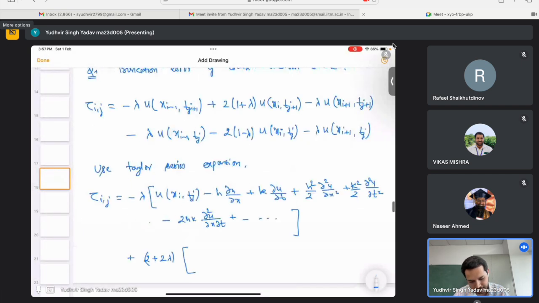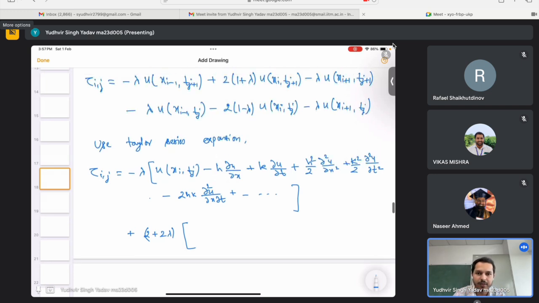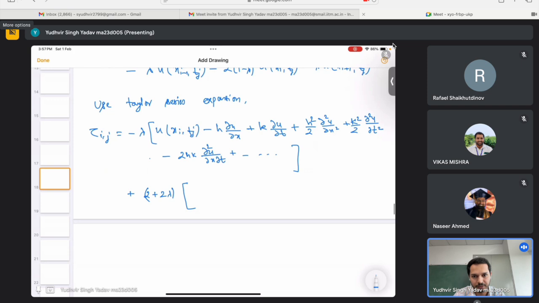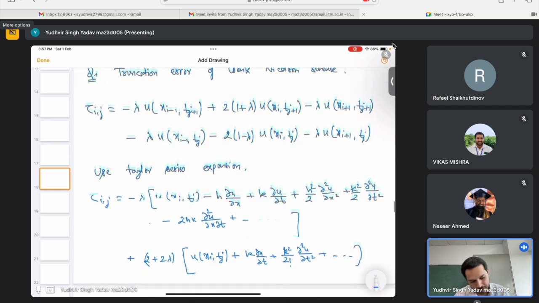So expanding the second term, we will only have the time direction iteration. So we will expand it with respect to t only. So it will be u(x, tj) plus k del u by del t plus k square del 2u by del t square, and so on. And the third term again we have with respect to i and j.